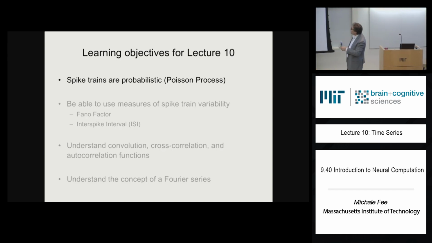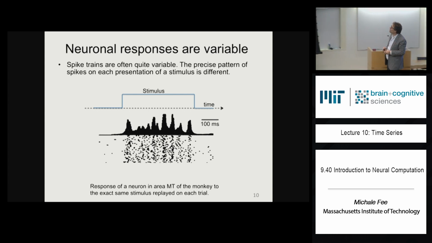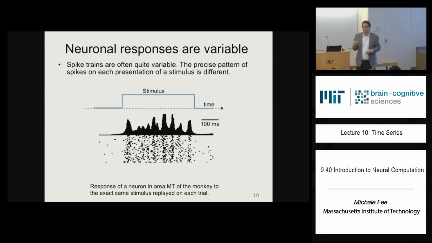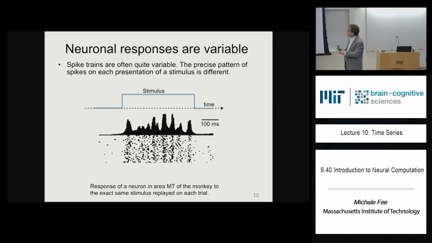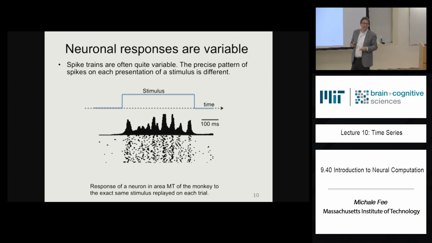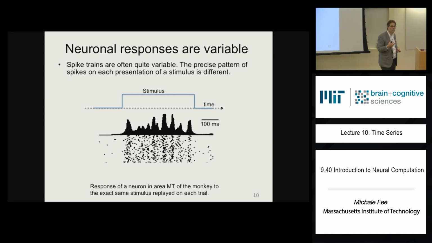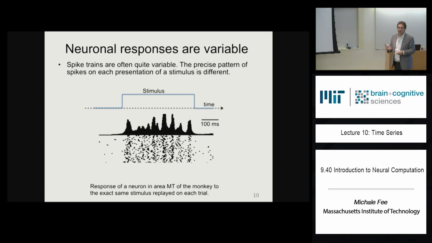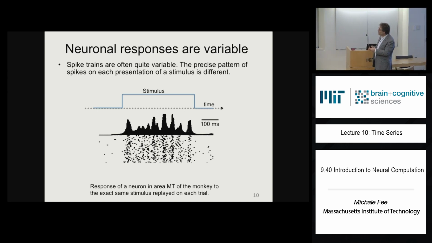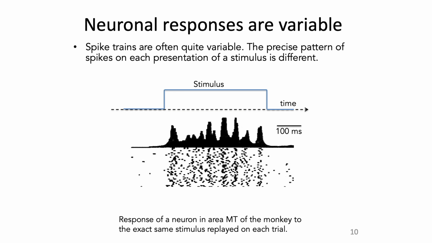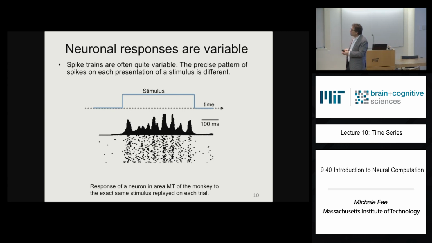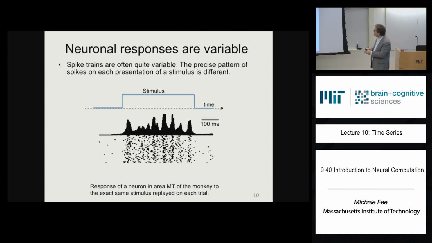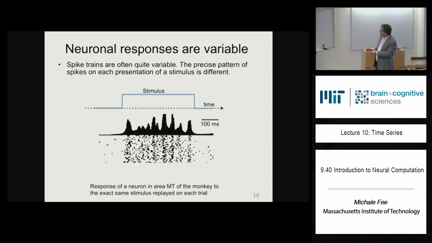All right, so let's start with probabilistic spike trains. So the first thing that you discover when you record from neurons in the brain and you present a stimulus to the animal. Let's say you record from neurons in visual cortex or auditory cortex, and you present a stimulus for some period of time. What you find is that the neurons respond. They respond with some temporal structure, but each time you present the stimulus, the response of the neuron is a little bit different.